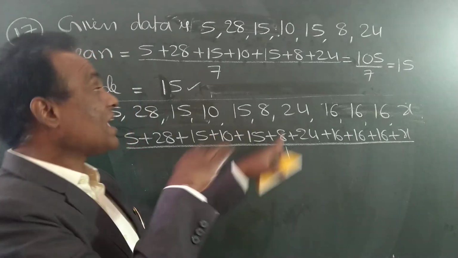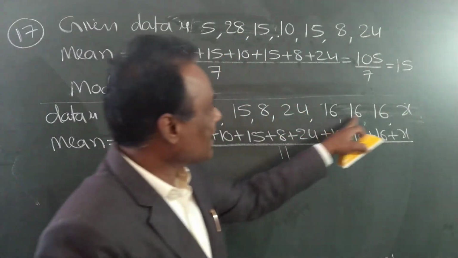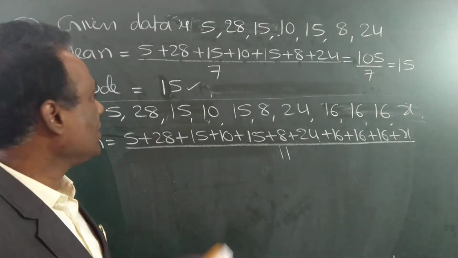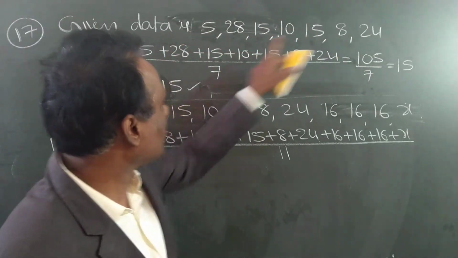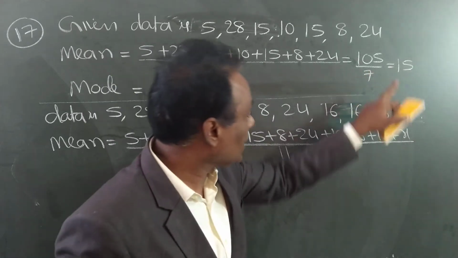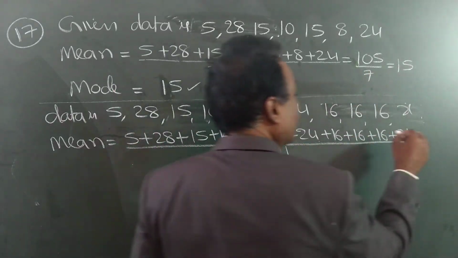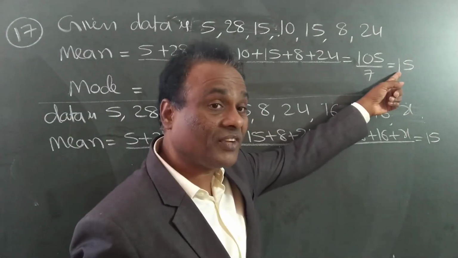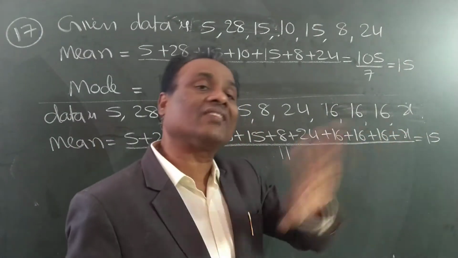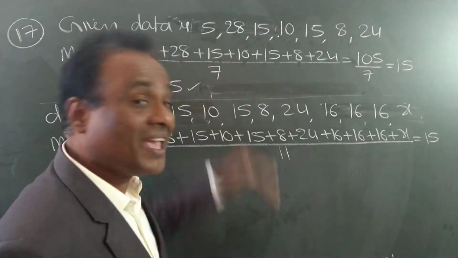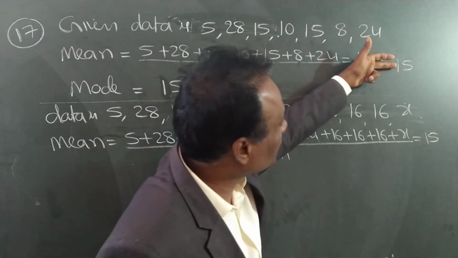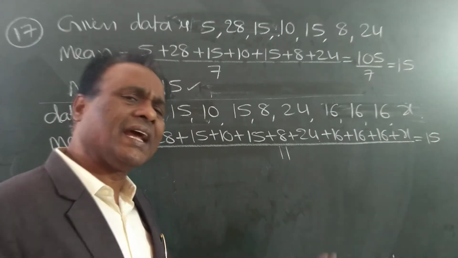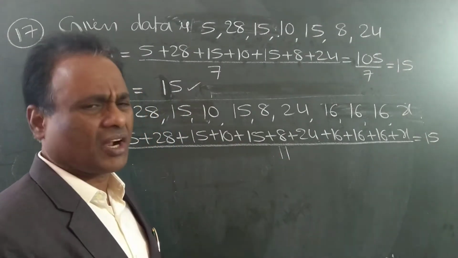This mean is the same as the original mean. After adding these 4 numbers also, the mean is the same. That is given in the problem. The original mean of the 7 numbers is 15 and the mean of these 11 numbers is also 15. Mean and median remain the same, but we are not using the median.